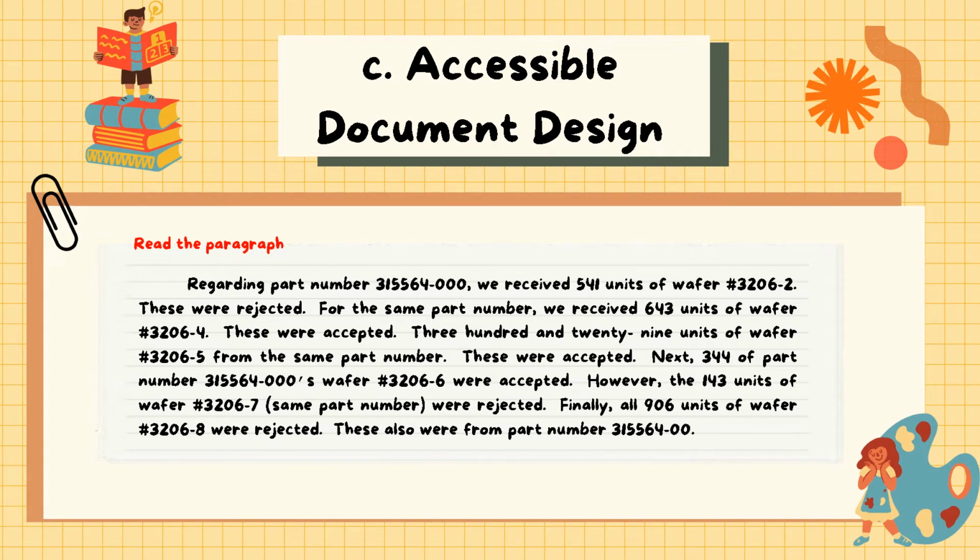329 units of wafer number 3205-5 from the same part number. These were accepted. Next, 344 of part number 315564-000's wafer number 3206-6 were accepted. However, the 140 units of wafer number 3206-5, same part number, were rejected. Finally, all 905 units of wafer number 3206-8 were rejected. This also were from part number 315564-00. That was a long one.